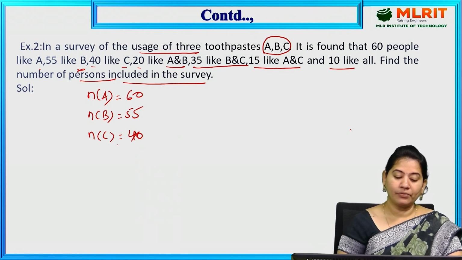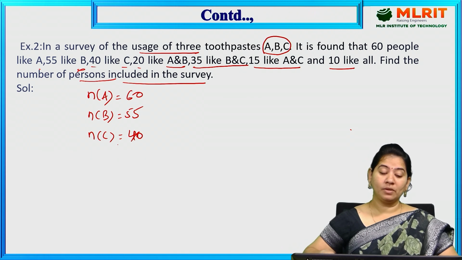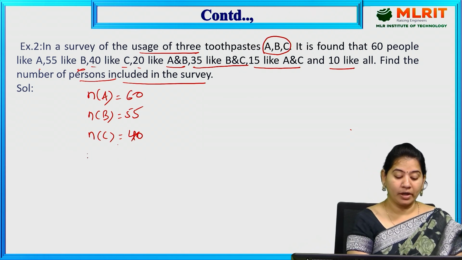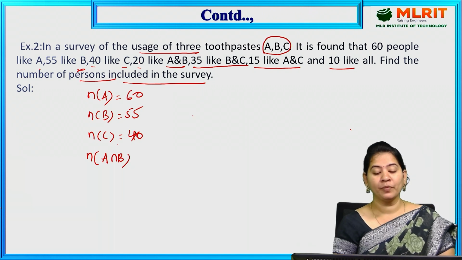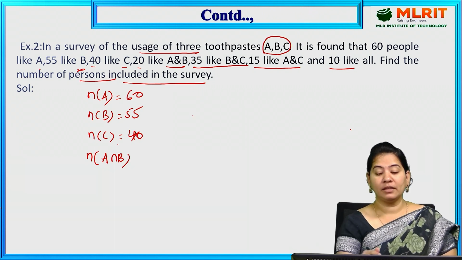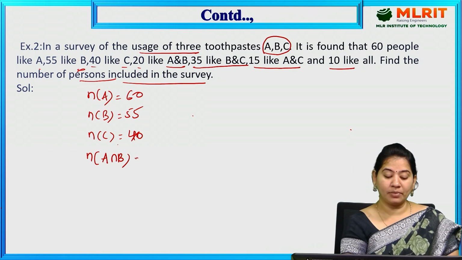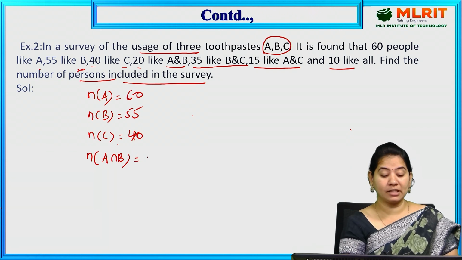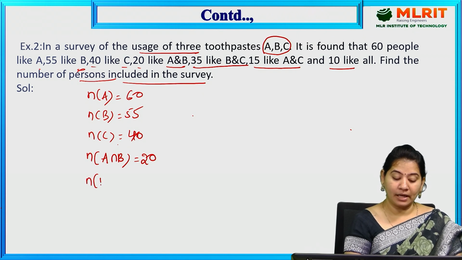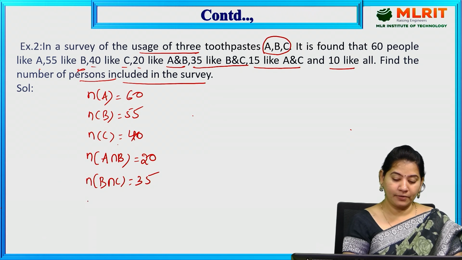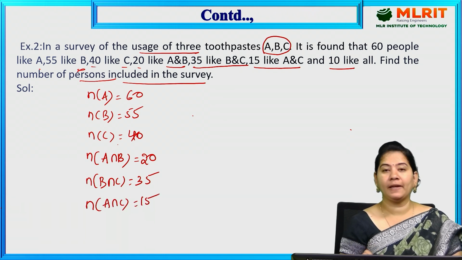Now we also have other data. You have to write n of A intersection B, as given in the question that 20 like A and B. Commonly they like 20, which is nothing but the common part, so you apply the intersection. n of A intersection B is equal to 20. In the same way, n of B intersection C is equal to 35, and n of A intersection C is equal to 15.